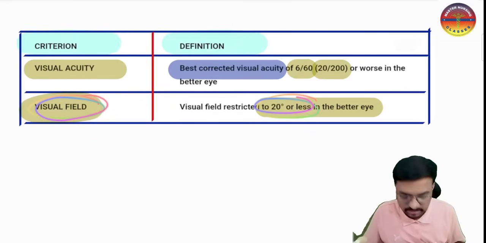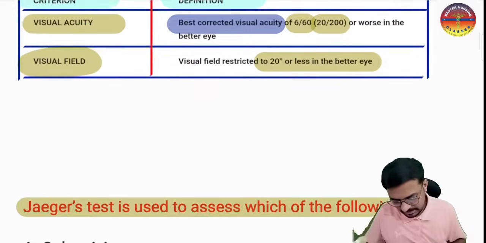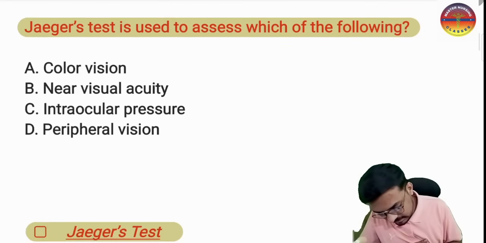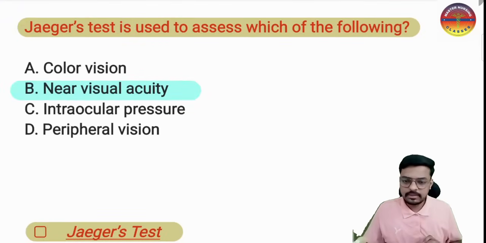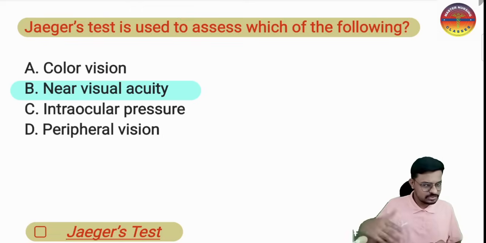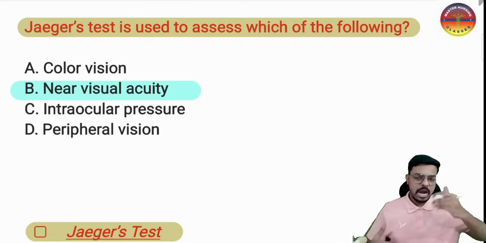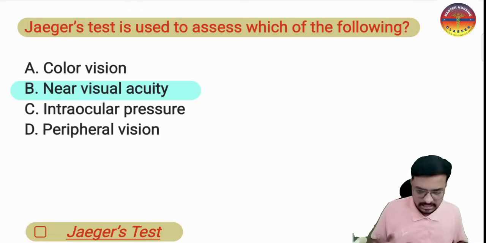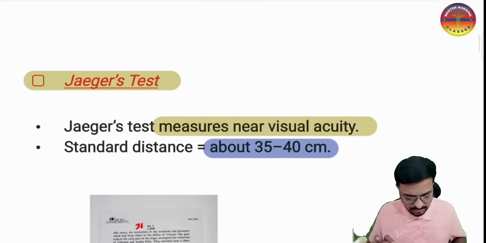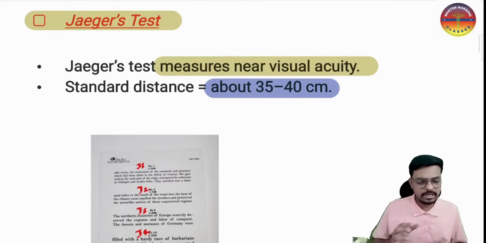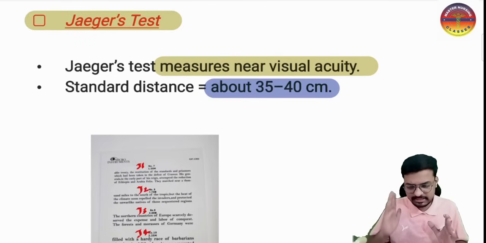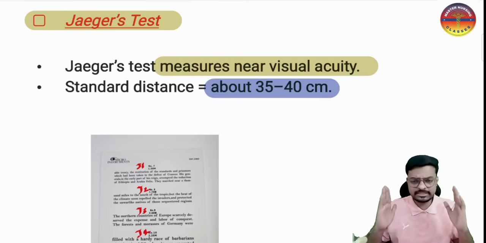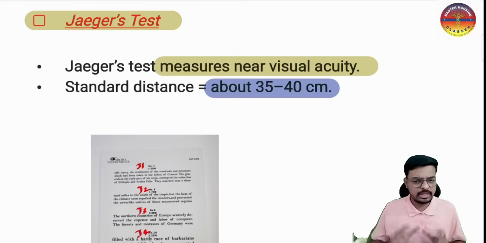If it is less than 20 degree, that is called a legally blind patient. Okay, the Jaeger's test we have here. This Jaeger's test is for assessing near visual acuity: distance visual acuity by the Snellen chart, and near visual acuity by the Jaeger's test. This one we have already explained in detail. And in the Snellen chart, the standard distance between the patient and the chart should be 6 meter or 20 feet.